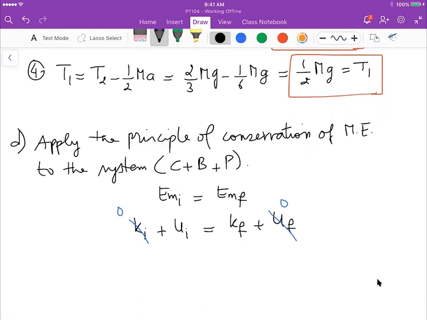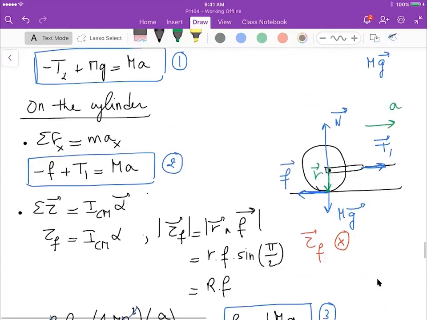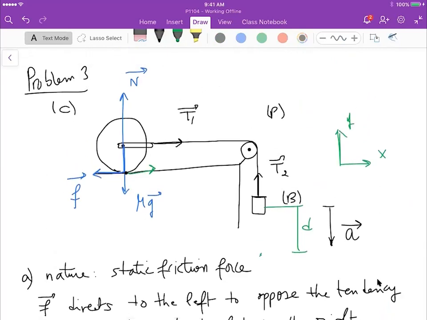Now, how much is U initial? U initial هي بس the gravitational energy of the block. لأنه سواء كانت البولي أو السلندر, البولي is fixed. ما عندها gravitational potential energy. It's not moving along the Y direction. And the cylinder, it's true that it's moving, بس هو كمان ما عم يمشي along the Y direction. هو بس عم يمشي along the X direction. وبالتالي there is no variation of the potential energy of the cylinder. وكمان بالنسبة للبولي واقفة مكانها, ف there is no variation of the potential energy of the pulley.